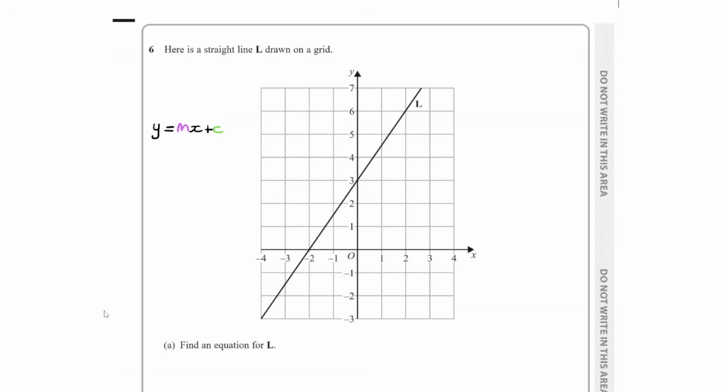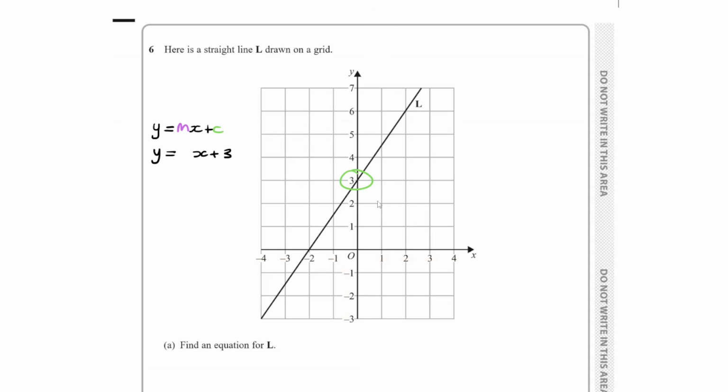Now normally I'd work out the gradient first, but in this case, because we can see it in front of us, the y-intercept is just there. Where does it cross the y-axis? Crosses at 3. So I can already write that in. Something x plus 3.